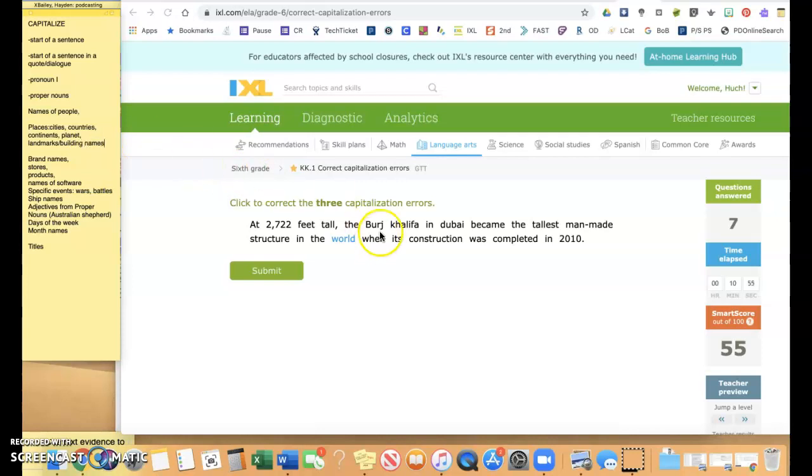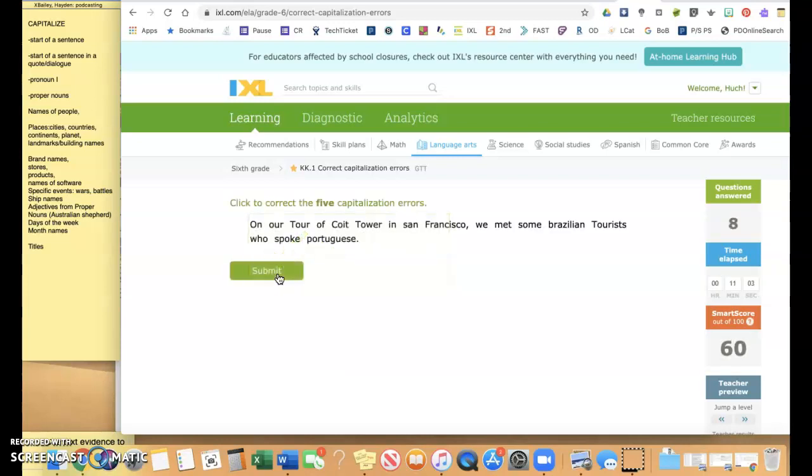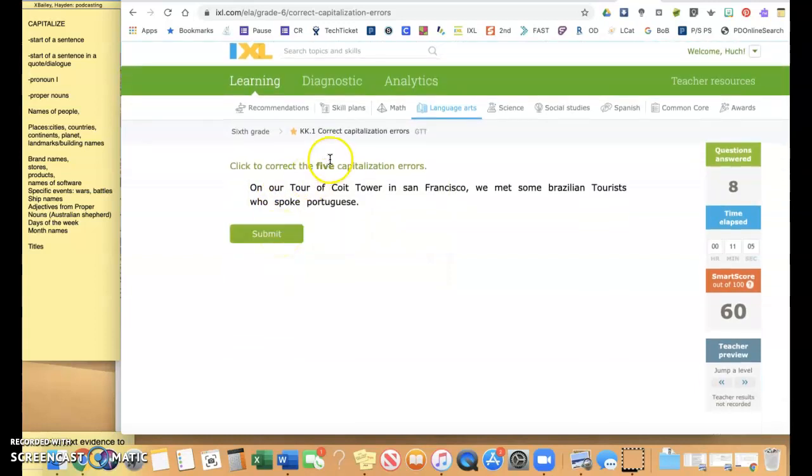And those are capitalized. Dubai is a city, so we're going to capitalize that as well. On our tour of Coit Tower in San Francisco, we met some Brazilian tourists who spoke Portuguese. Okay, tour is not capitalized. That's a verb, it's just not capitalized. Coit Tower is capitalized. It's one of those buildings slash landmarks. San Francisco, both parts need to be capitalized.